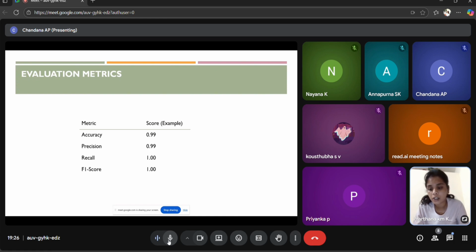And the F1 score is the harmonic mean of precision and recall. A perfect score of 1 shows excellent balance between the two. And here the F1 score is the balance between precision and recall: 2 times precision times recall divided by precision plus recall. And the next slide.